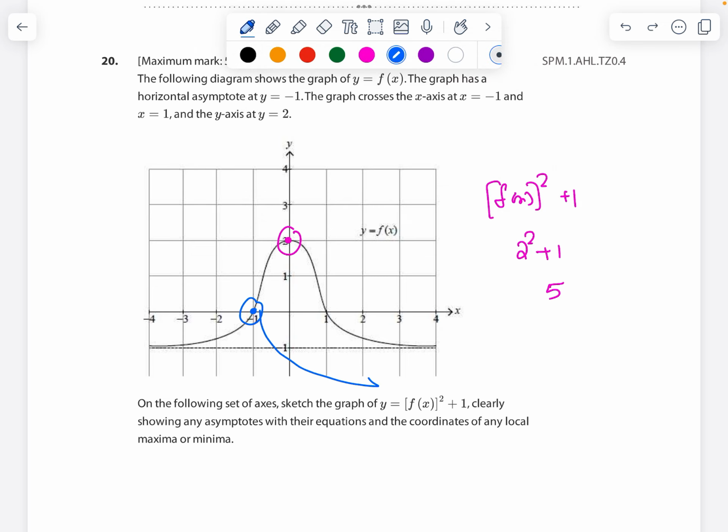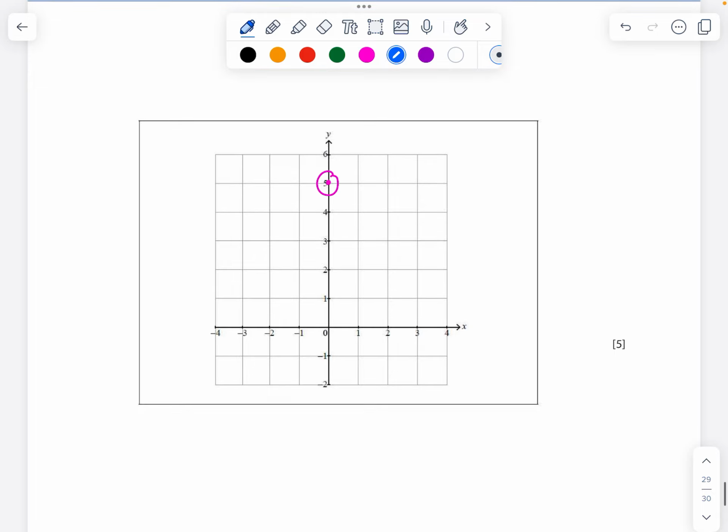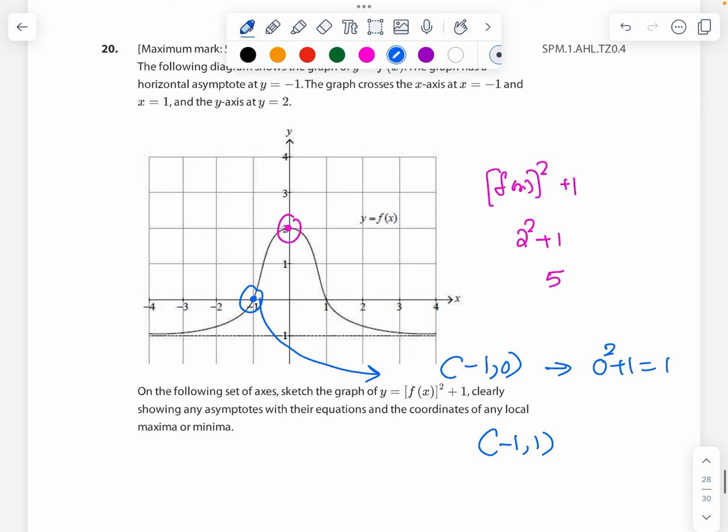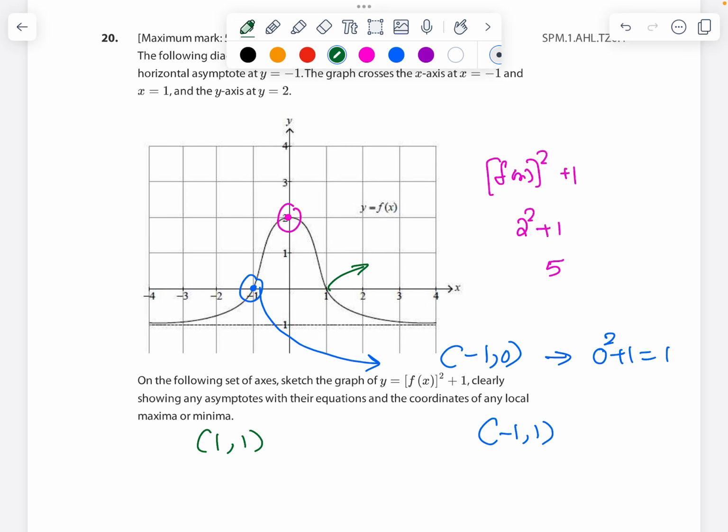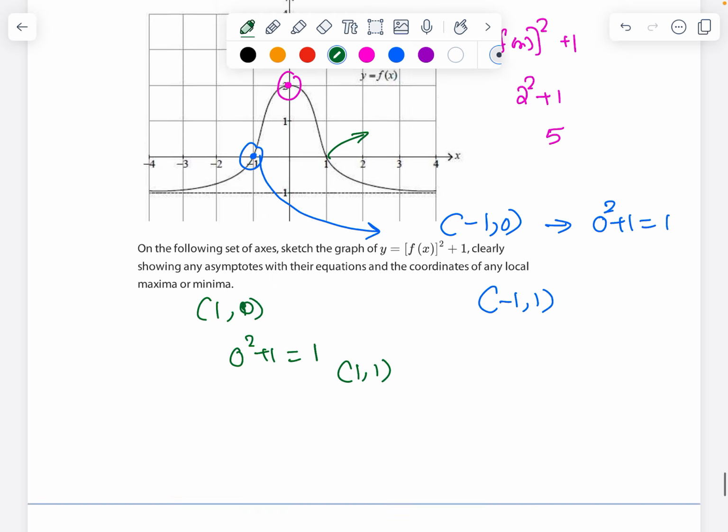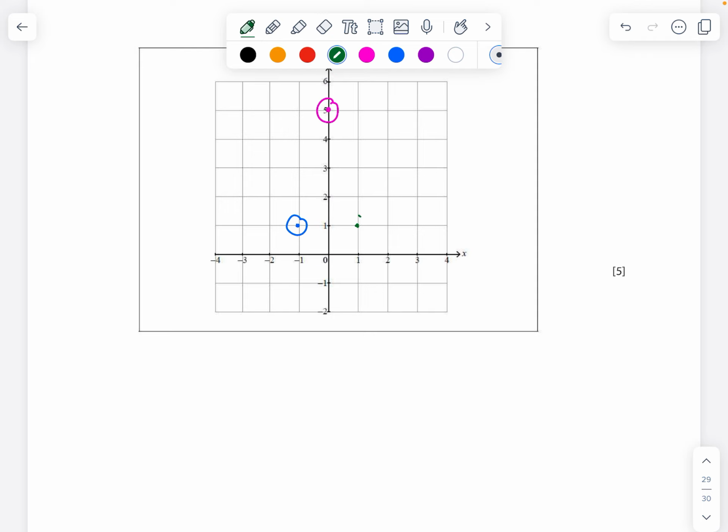This point, what is this point? Minus 1 comma 0. So it will become 0 square plus 1. So it becomes 1. So that point becomes minus 1 comma 1. So mark a point at minus 1 comma 1. And coming to this point now. This point was 1 comma 0. So it becomes 0 square plus 1, which is 1. So it becomes 1 comma 1. Those are the points. Those will be my turning points over there.